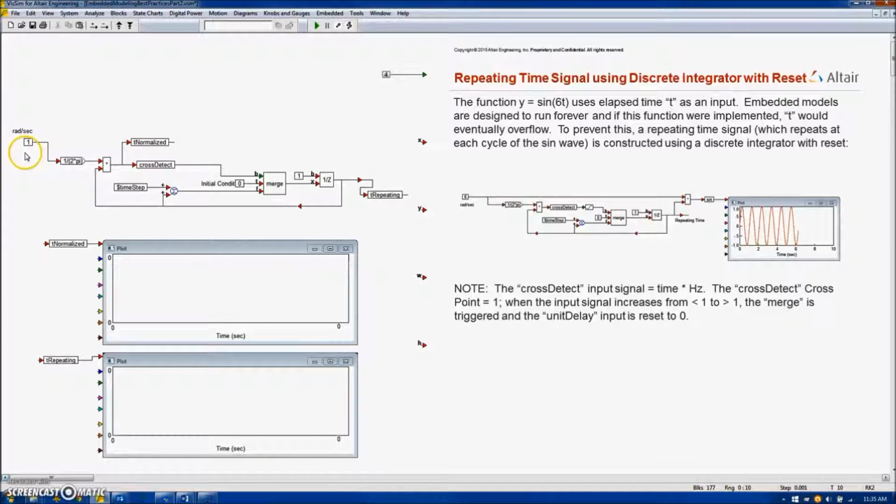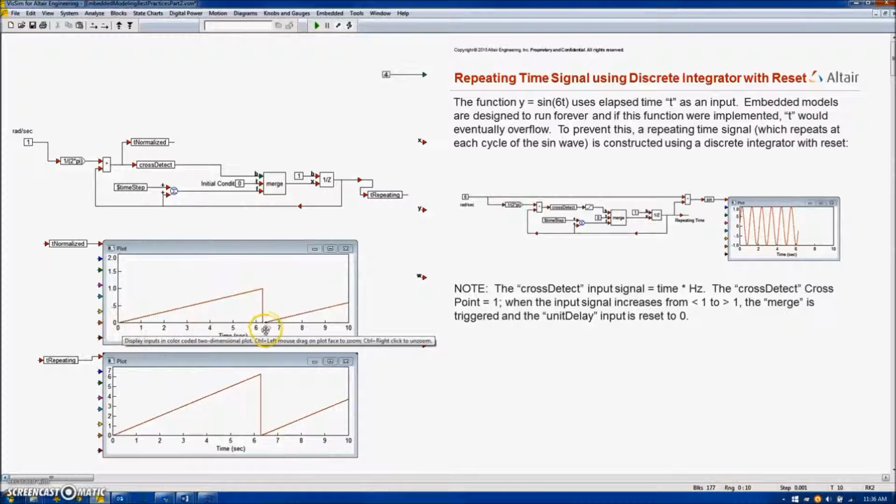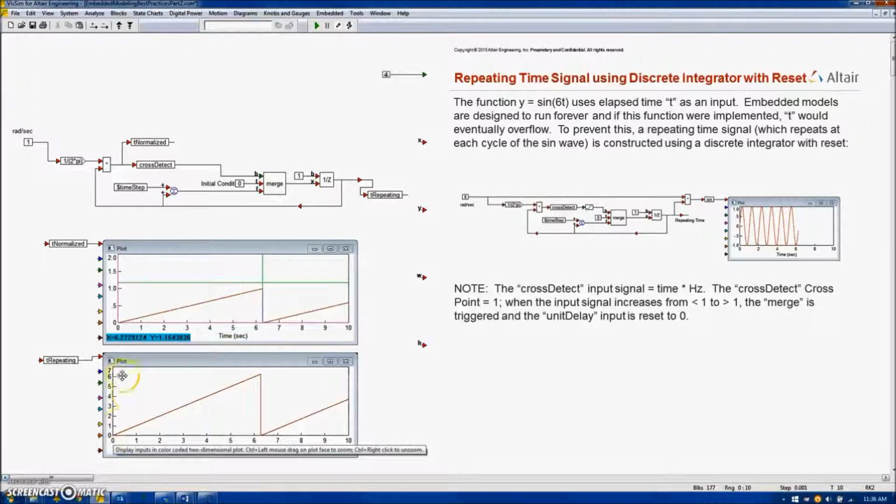I have the frequency set to 1 radian a second, which means that it will take 6.28 seconds per cycle. As I run this, you see the t normalized ranges from 0 to 1 and resets itself at exactly 6.28 seconds, and I can see that by looking in the crosshair value. And the t repeating is a time value now. Its amplitude is time that goes from 0 to 6.28 seconds, at which point it repeats itself, reinitializing at 0, and again going from 0 to 6.28 seconds.